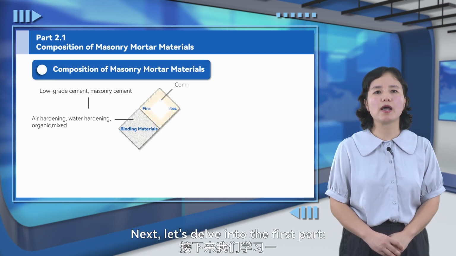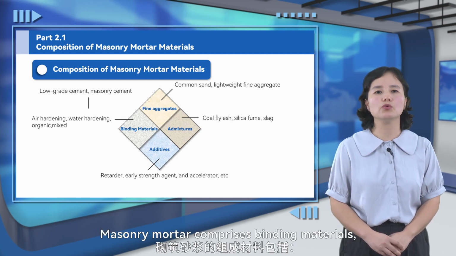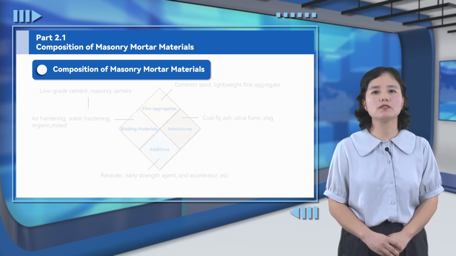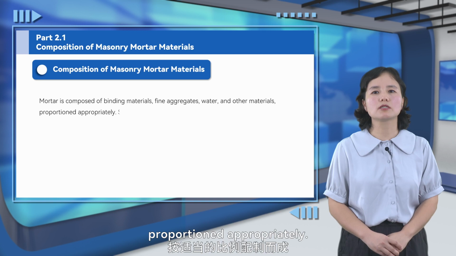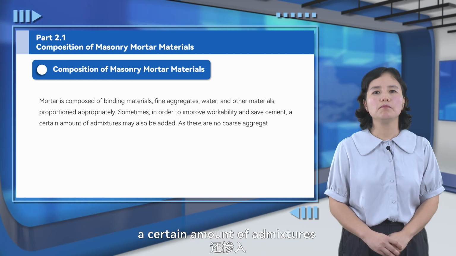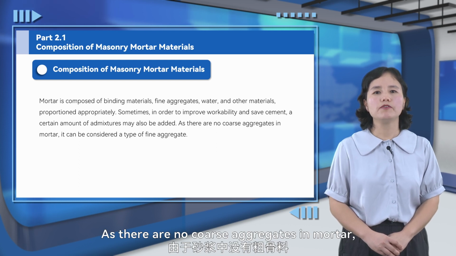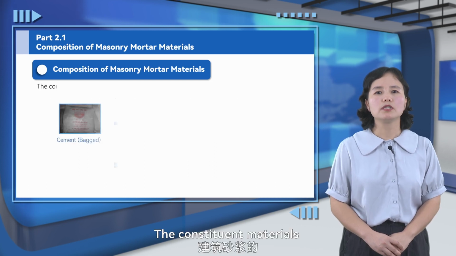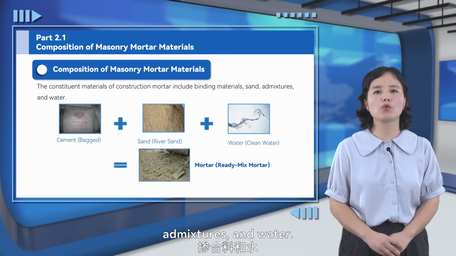Next, let's delve into the first part: composition of masonry mortar materials. Masonry mortar comprises binding materials, fine aggregates, admixtures, and additives. Mortar comprises binding materials, fine aggregates, water, and other materials proportioned appropriately. Sometimes, to improve workability and save cement, a certain amount of admixtures may also be added. As there are no coarse aggregates in mortar, it can be considered a type of fine aggregate concrete. The constituent materials of construction mortar include binding materials, sand, admixtures, and water.